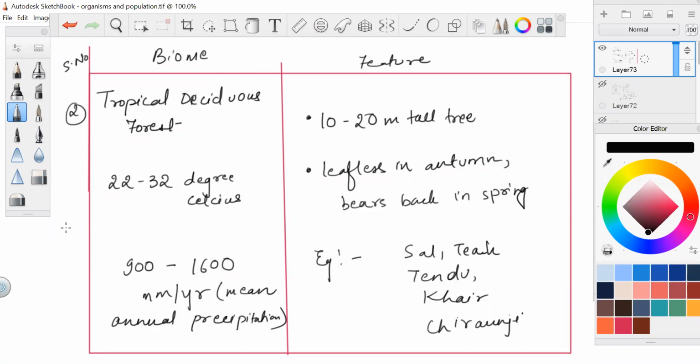After this, we will be seeing the next biome, temperate forest.